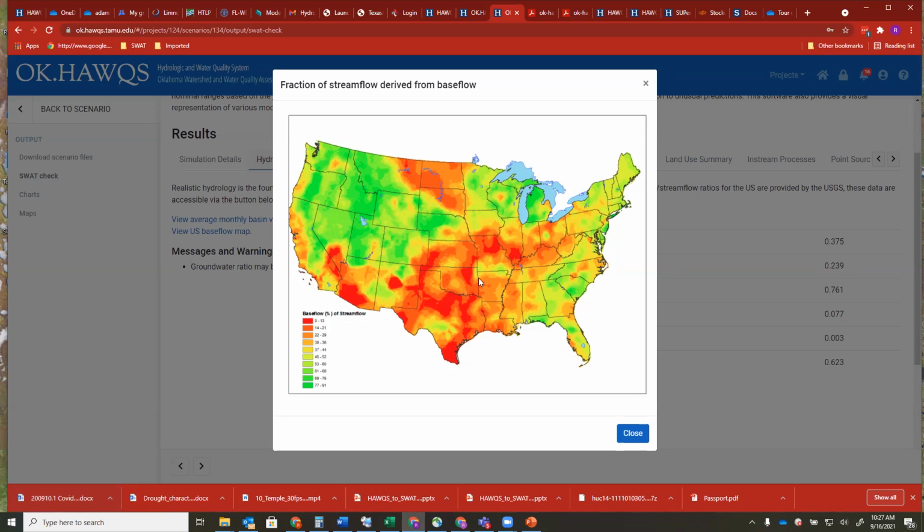So this is what I was talking about. There are several ways for you to check your model output against other existing literature or existing experts' opinions and other reports to figure out how well the model is performing. Okay.